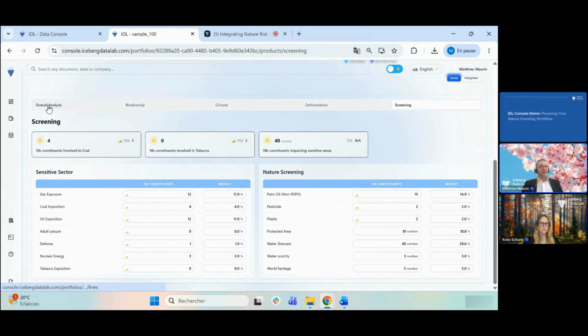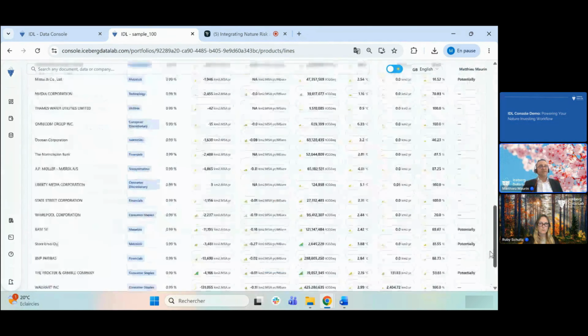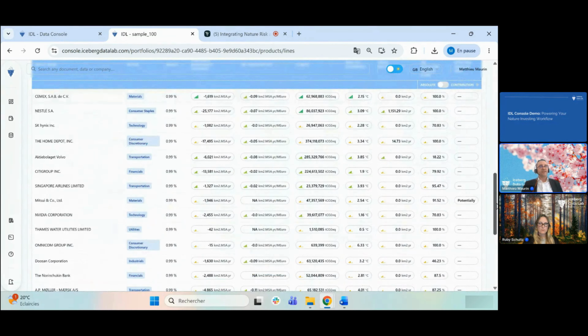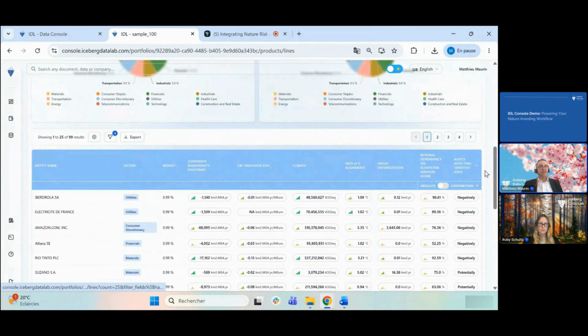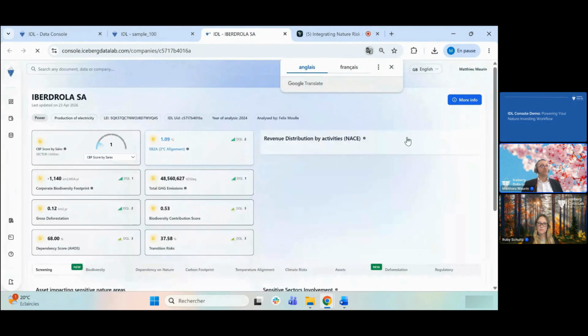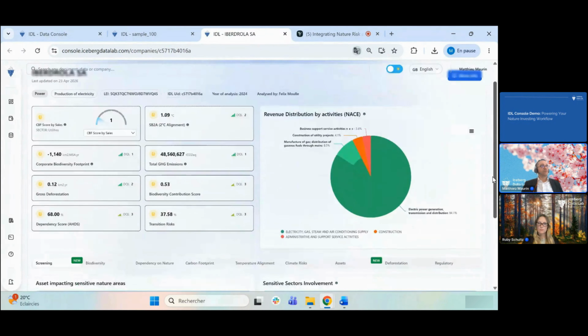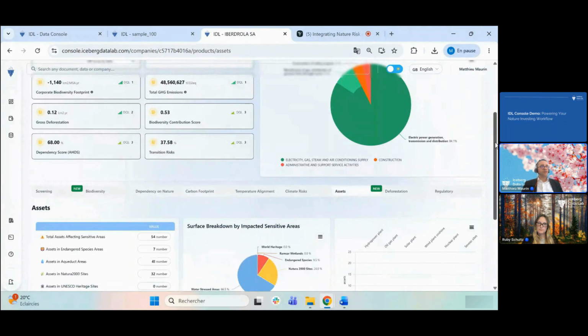It's a high-level result. You can view in the overall analysis of the portfolio. Here, you can identify which line are indeed the line that are impacting the most and the most negatively surrounding areas. So if I click on the first one, which is a Spanish utility, you can look at the asset tab this time and see that it operates 54 assets close to sensitive areas.